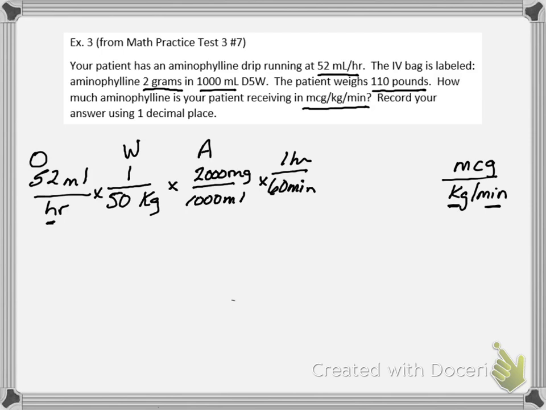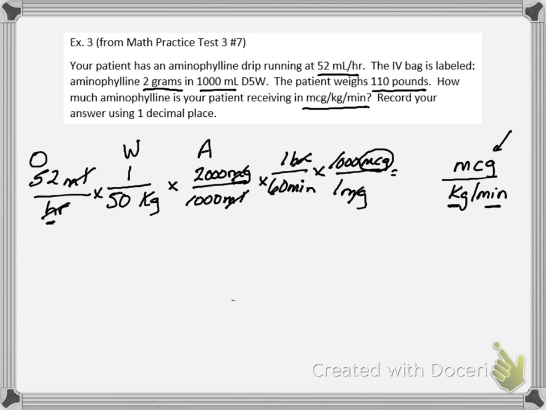I'm going to cross out what I can. I can cross out the milliliters. I can cross out the hours. I'm left on top with the milligrams, and I can see that that's already a problem because my answer needs to be in mcgs. So I need to do a conversion, and I know that 1 milligram is 1,000 micrograms. So my milligrams go away, and I look across the top, and I see that all that's remaining is the mcgs.